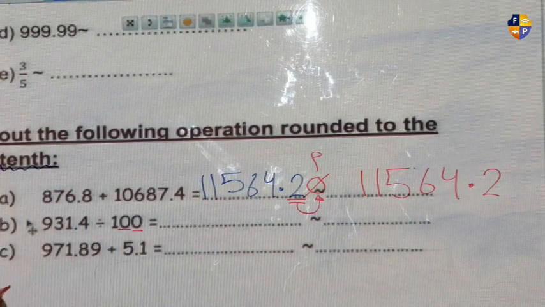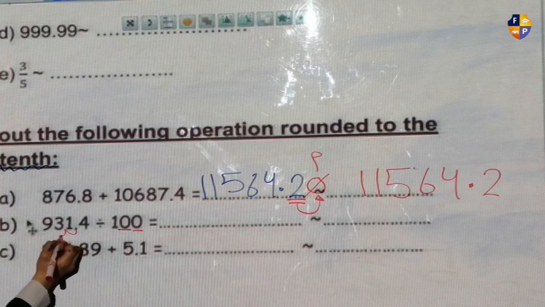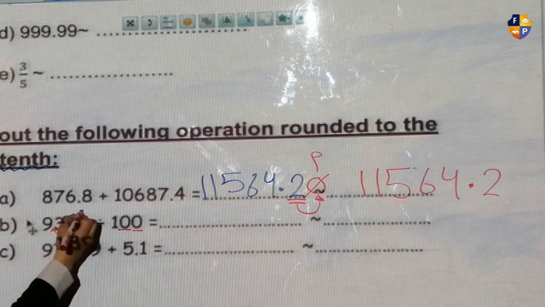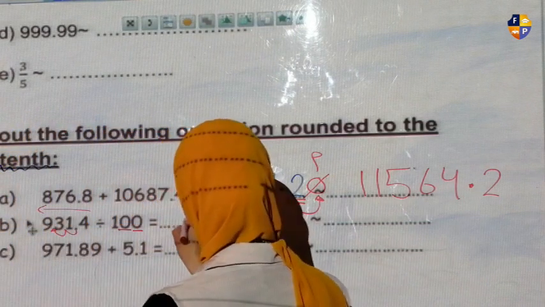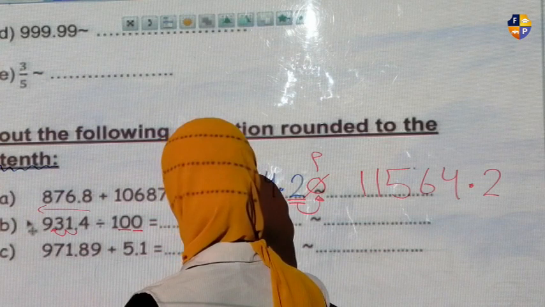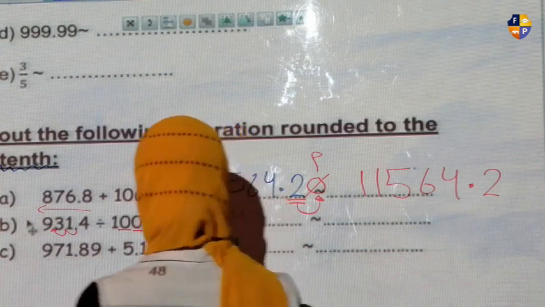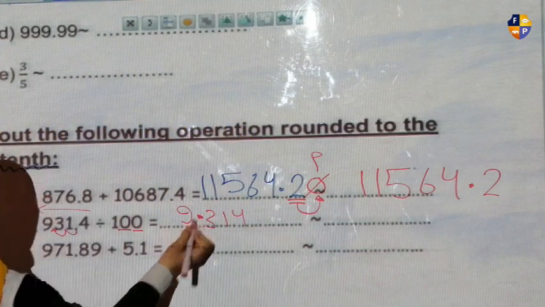So I will move the decimal point 2 places to the left. 1, 2. So I will put the decimal point between 9 and 3. So it will be 9.314.